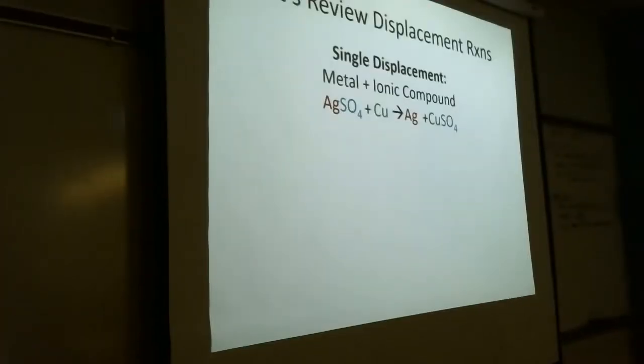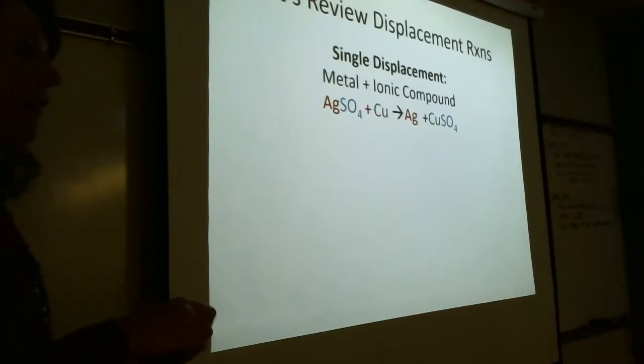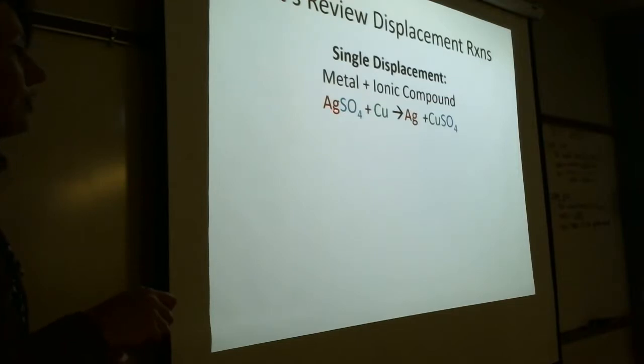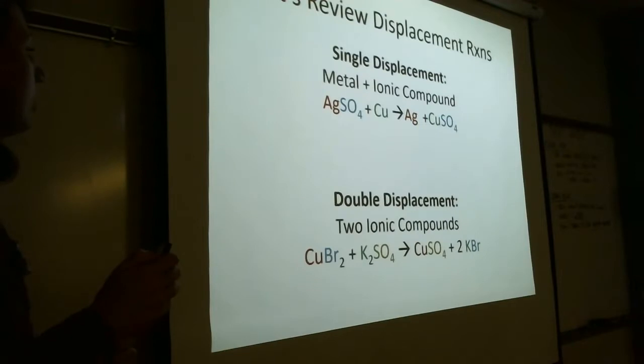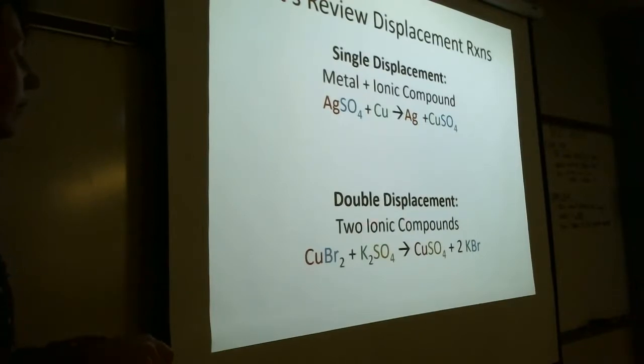Now let's just review our displacement reactions. We've got single displacement and double displacement. We learned these several weeks ago. Single displacement is when you've got a metal and an ionic compound. This is the experiment you did in lab last week. You used silver nitrate, though, not silver sulfate. That should be Ag2SO4, I just realized that. But anyway, you put in your copper metal, you got silver metal, and then you got the copper ion. Remember it was blue.